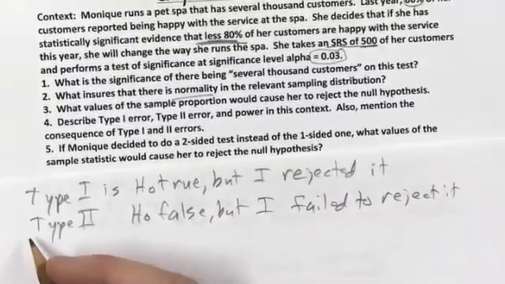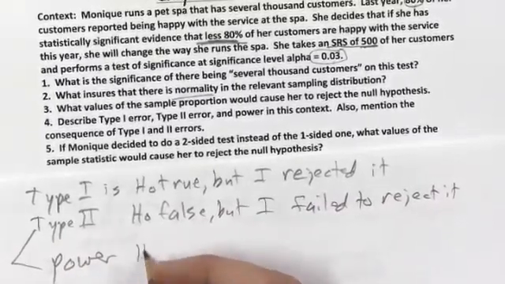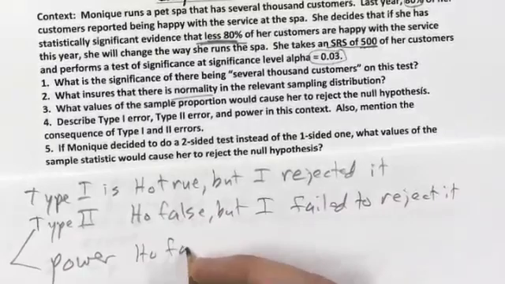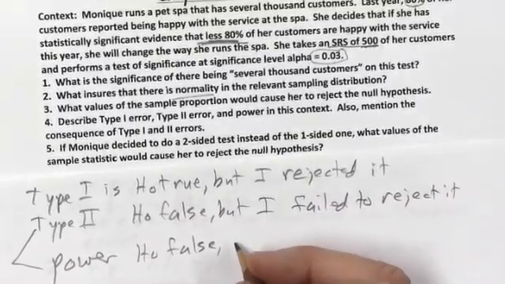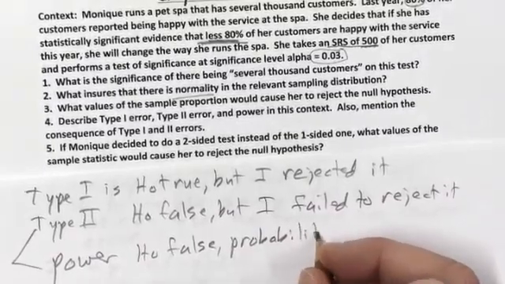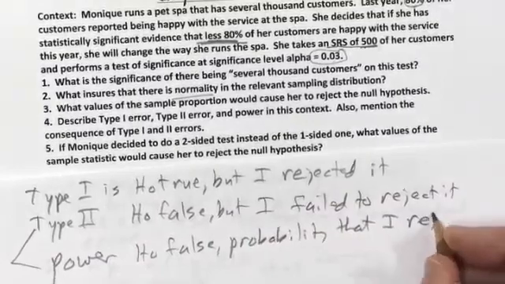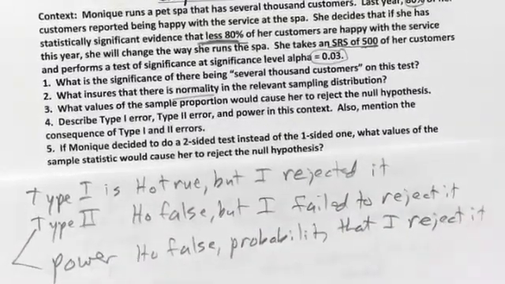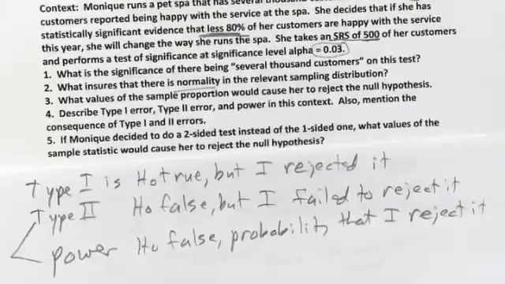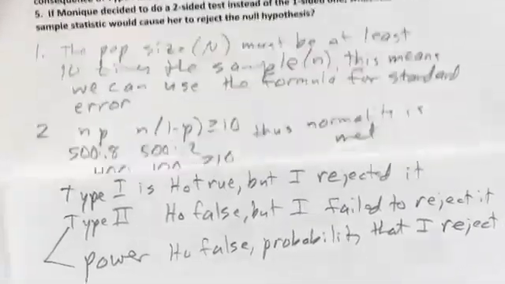And then power goes along with type 2 error. But you do the right thing. The null is false, and power is the probability that I do the right thing, that I reject it. Okay, there it is. All right. So, in this situation, let's talk about type 1 and type 2 error and power.